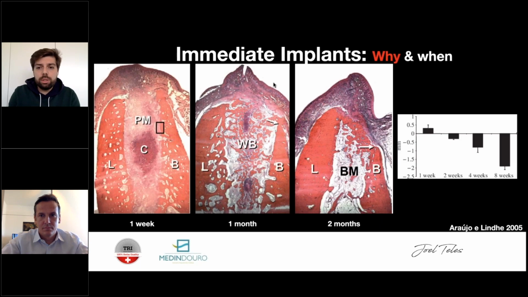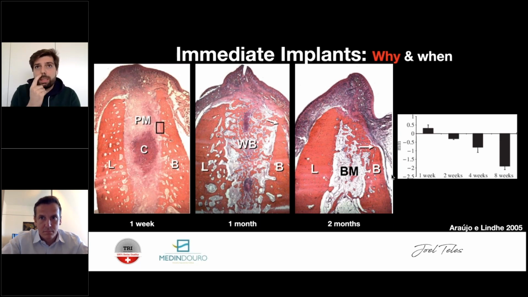This article is also very good from Araújo and Lindhe, and it clearly shows you that at the beginning, in the first week, your buccal bone is even higher than your lingual bone. But as time goes by, in just a month, it starts to decrease. And after 2 months, there is really a big depression, and it will keep on, as you now know. And also the width will reduce.